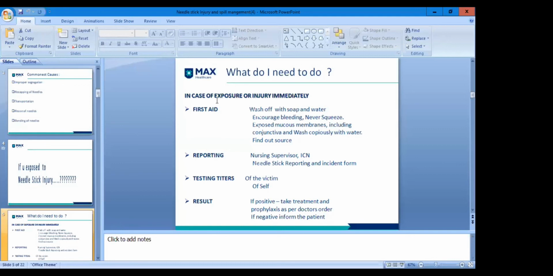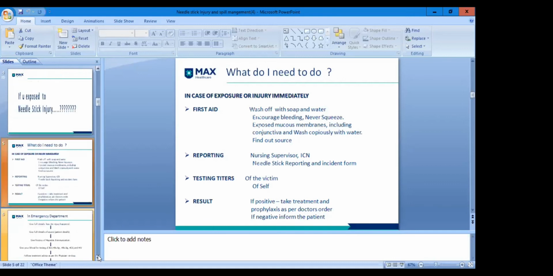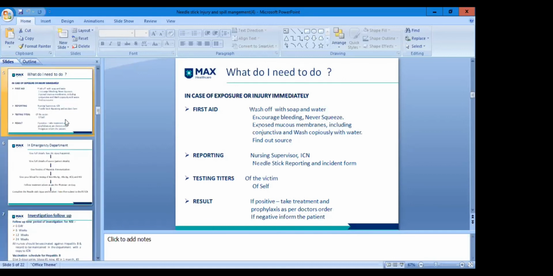In my hospital, it's a protocol that if a nursing staff, a GDA or housekeeping staff has a needle stick injury, we tell our nursing supervisor or team leader, whoever is present, and show the extent of the injury. This is important because we have to apply an exposure code, and whether the source patient is known or unknown is also required. If positive, then we take prophylaxis treatment as per doctors. If negative, then usually we inform what to do.